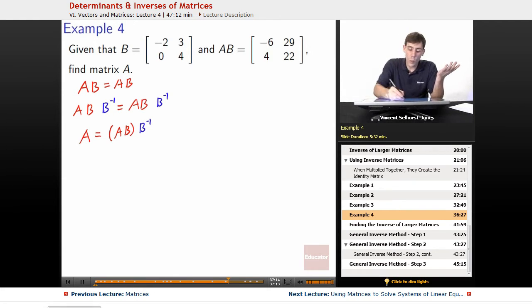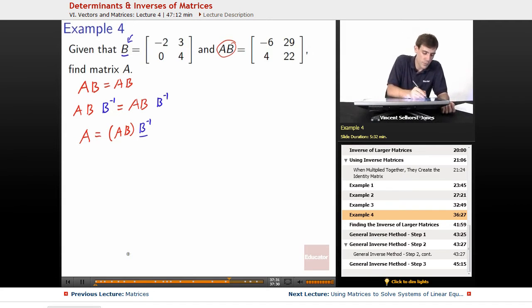Hey, we know AB. We know B, and so if there is a B inverse, we can figure out what it is from our B. So our first step is figure out what B inverse is. And then once we know what B inverse is, we just have AB times B inverse, and we'll have our A. So that's our theoretical understanding. Now it's time to just do the arithmetic.